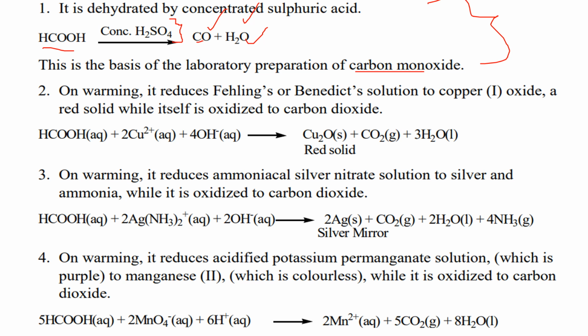Looking at number 2, on warming, this is one of the easiest ways to differentiate methanoic acid from other carboxylic acids. On warming, it reduces Fehling's or Benedict's solution to copper(I) oxide, which is a reddish brown solid, and itself is oxidized to carbon dioxide gas. This reaction is possible because remember that Fehling's or Benedict's solution mainly tests for aldehydes. So it's possible with methanoic acid because it has an aldehyde group.